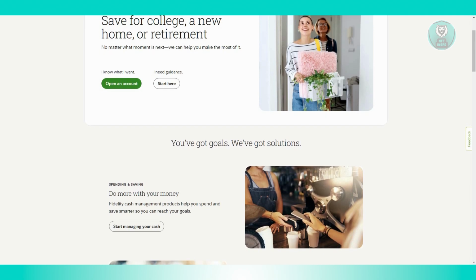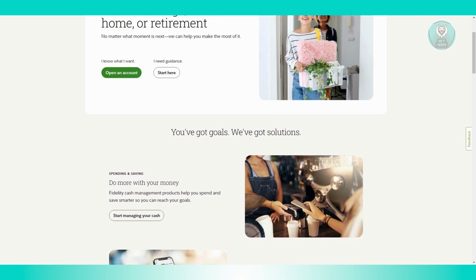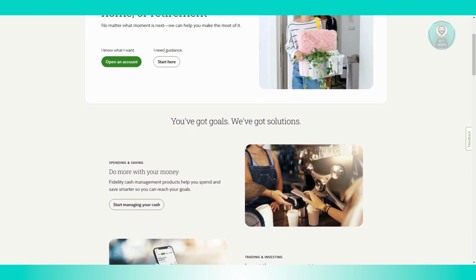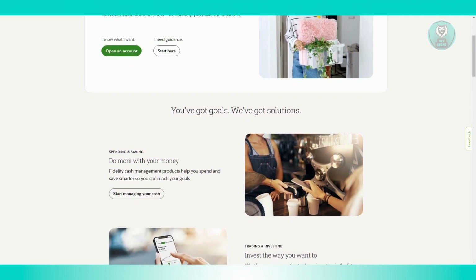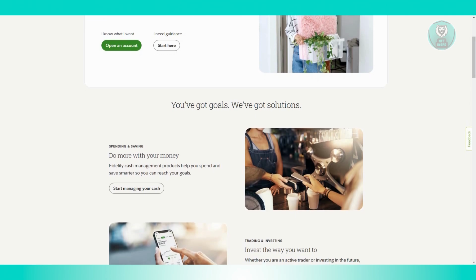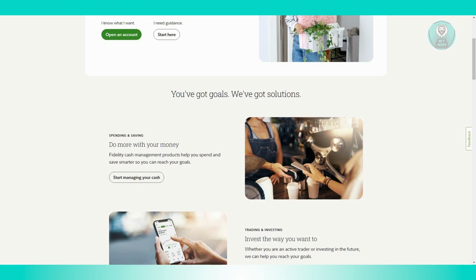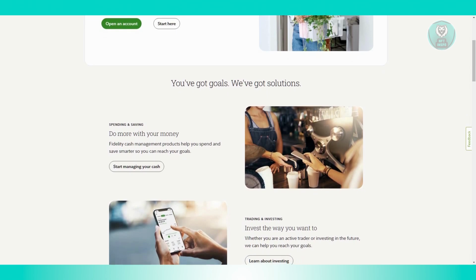First, you don't need to keep a minimum amount of money in the account. This gives you a lot of flexibility, with no minimum balance. They also have no monthly fees, so you won't be charged a monthly maintenance fee, which is a nice bonus. They also have unlimited ATM fee reimbursements, so you can use any ATM in the US that has Visa Plus or Star logos, and Fidelity will cover any fees you're charged.